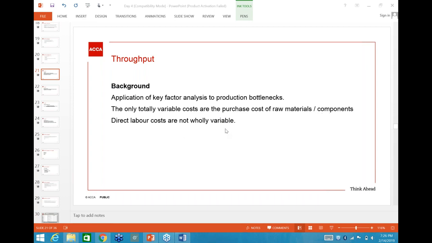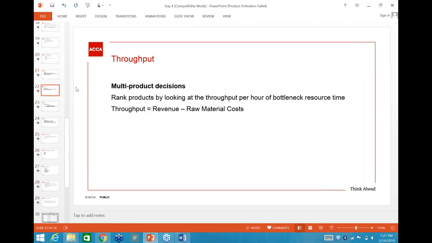So here, when you say throughput contribution is selling price minus direct material cost, I believe you know that. Direct labor costs are not wholly variable. So therefore, direct labor costs are not taken into account when doing the calculation. If it's multi-product decisions, just like contribution per limiting factor, here too I rank the products by throughput contribution per hour of bottleneck resource time. So in other words, it's something like the contribution per limiting factor, but it's throughput contribution.